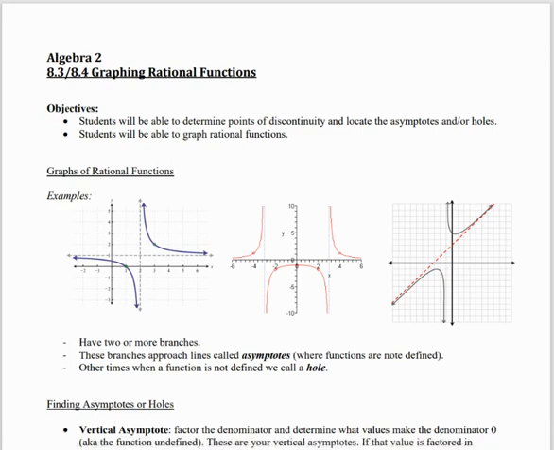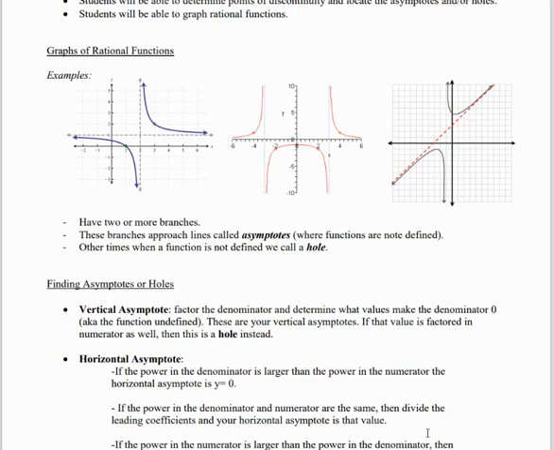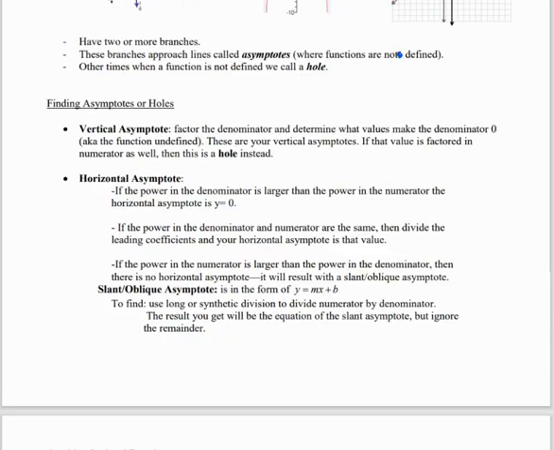So what you need to memorize is how we find these asymptotes, and then the curves are pretty easy to find after that. Our focus is going to be on those points of discontinuity, or where those asymptotes are. Again, some properties: there are two or more branches. These branches approach lines called asymptotes, and as we learned, those are places where the graph is not defined. And other times we might have something called a hole instead of an asymptote. Let's talk about how we find these, and then we'll look at examples.